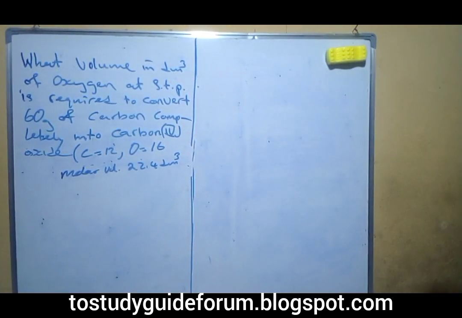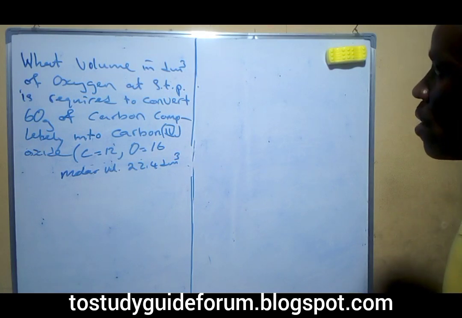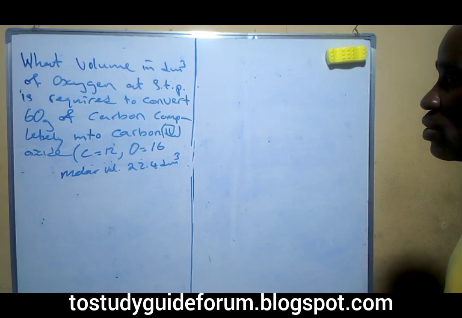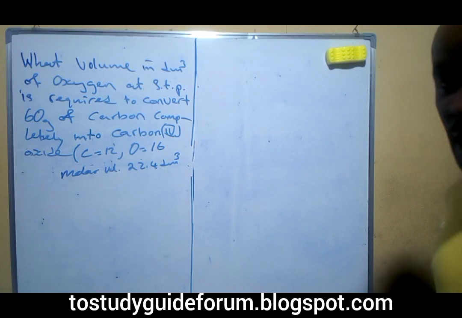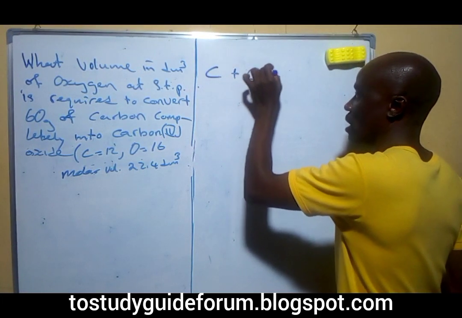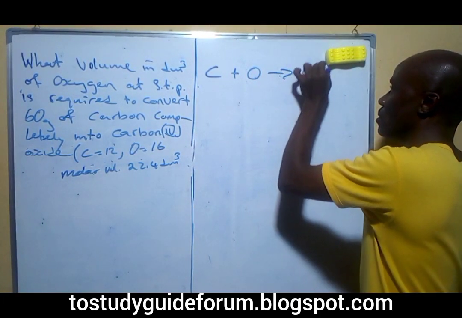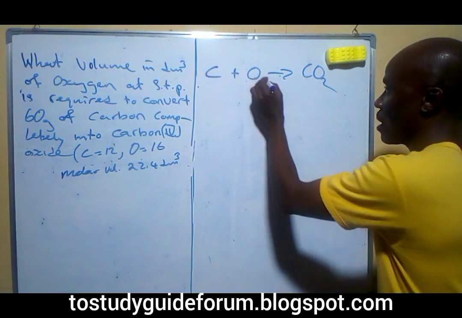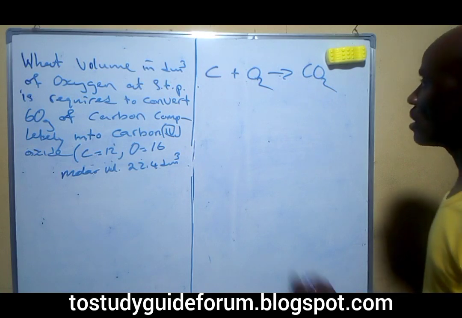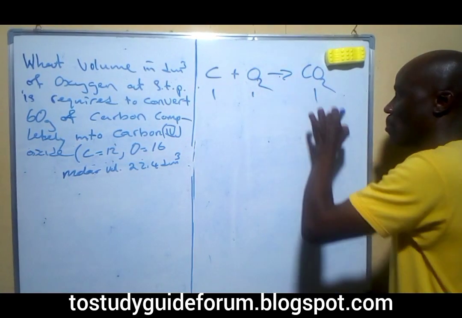Here we are asked to find the volume. What volume in dm cube of oxygen at STP is required to convert 60 grams of carbon completely into carbon(IV) oxide? So what we do here, like I stated earlier on, you need to write a balanced chemical equation of the reaction. In the balanced chemical equation, this is what we have. Since we have this, it means 1 mole, 1 mole, and 1 mole.